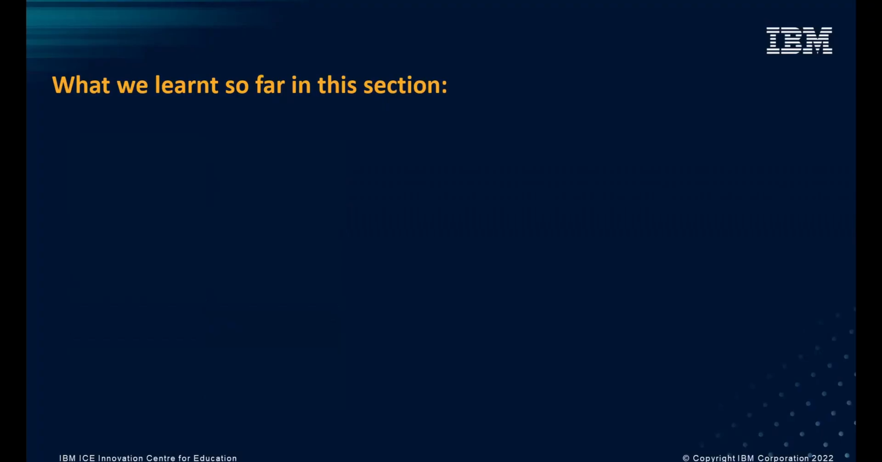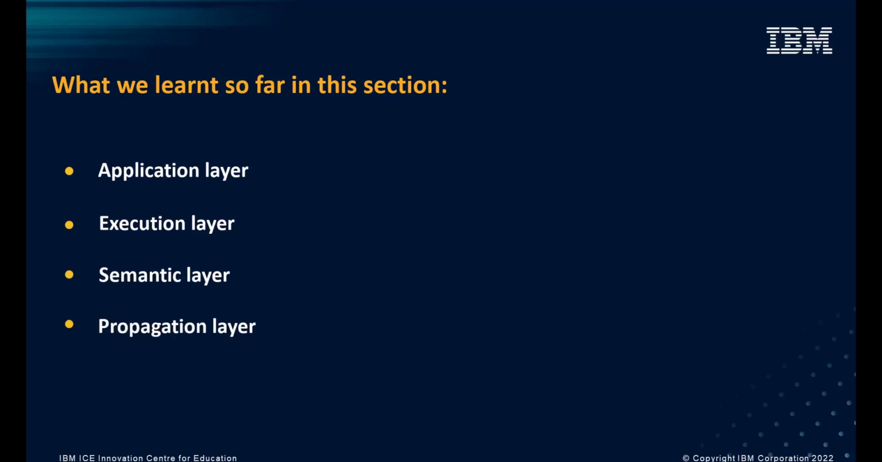To summarize this module, the various layers of blockchain technology are 1. Application layer, 2. Execution layer, 3. Semantic layer, 4. Propagation layer, and 5. Consensus layer.